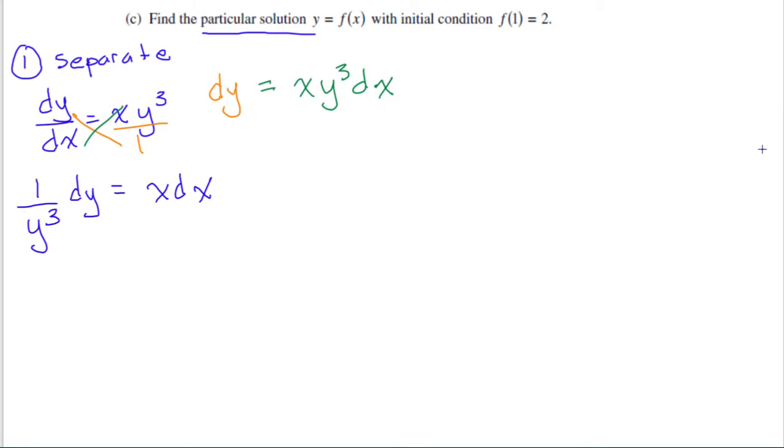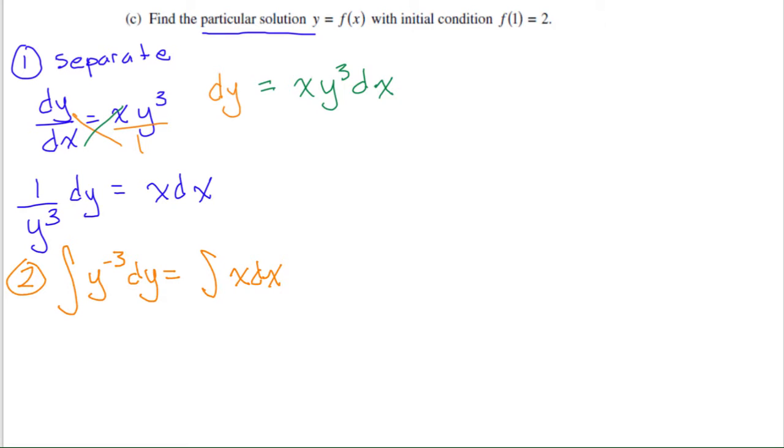You get 1 point just for doing that. Here's where the majority of the points come in. Step 2. It's going to be the integral of 1 over y cubed. Let's change that. I don't like fractions. So then it's going to be y to the negative 3, yep, dy, equals the integral of x dx. Perfect. So you get just 1 point for setting it up, I think.